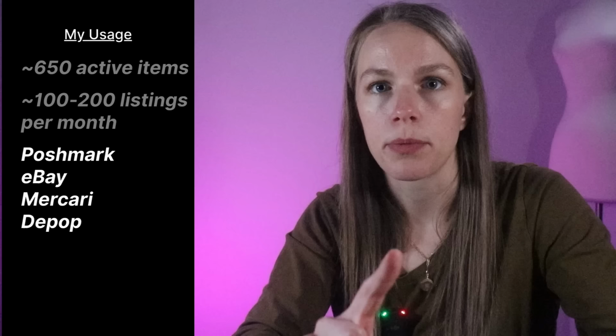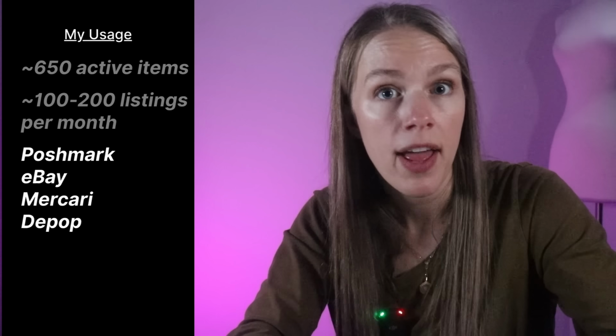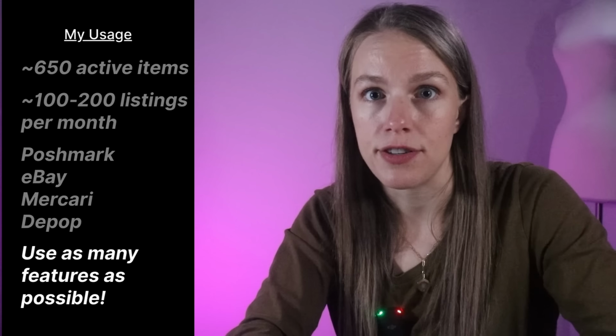It is hard to quickly review pricing for each platform because they all have different pricing structures, tiers, and plans. So for this section, I'm going to put their pricing plans up on the screen and use myself as an example. I have about 650 active items. I list about 100 to 200 per month. I cross-list Poshmark, Mercari, eBay, and soon Depop, and I want to use as many features as possible.